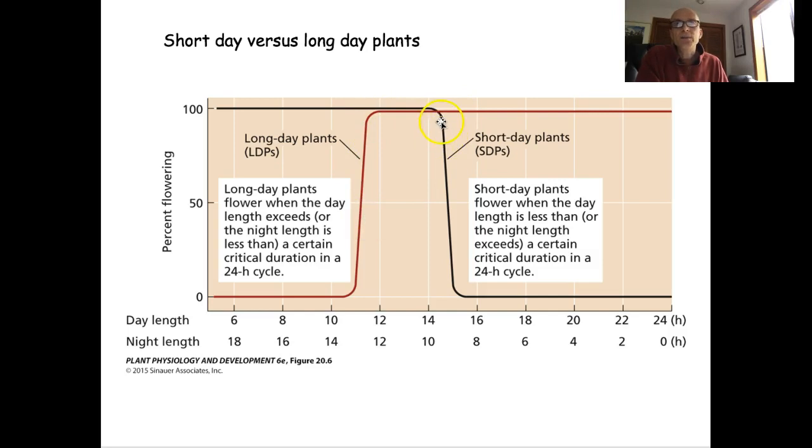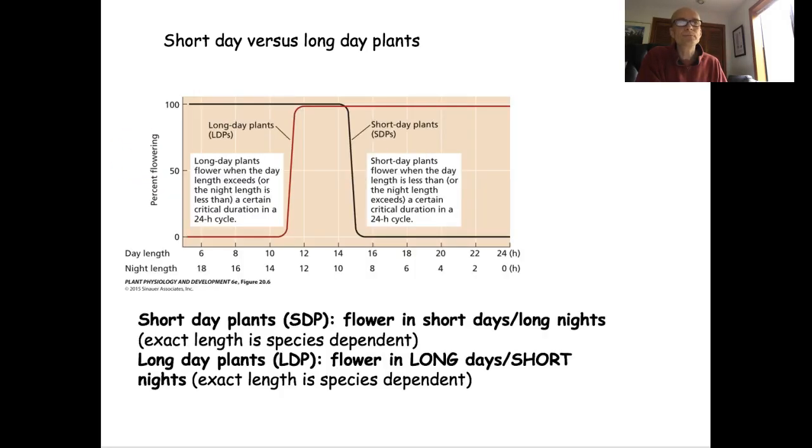So if we go to the short day plants, those are plants that flower in the fall. So they wait all summer long before the length of the day drops and reaches a critical number of hours. And so these short day plants flower when the day length is less than that particular critical number of hours. So here we have short day plants versus long day plants. So the summary is that short day plants flower in short days or long nights, and that long day plants flower in long days or short nights.